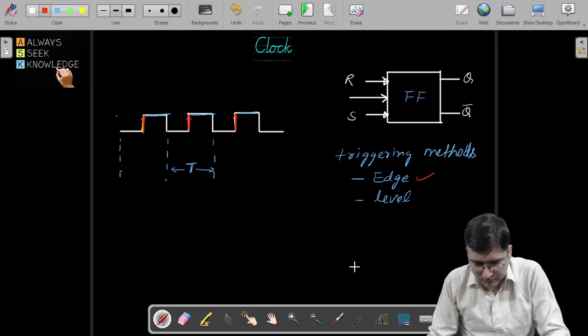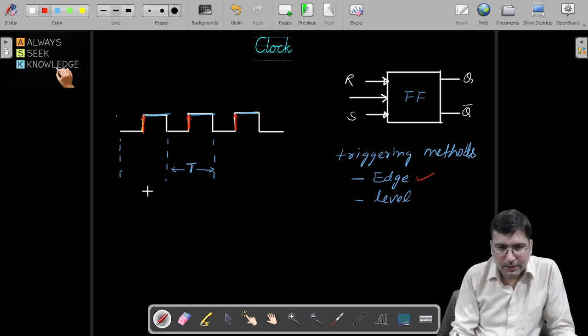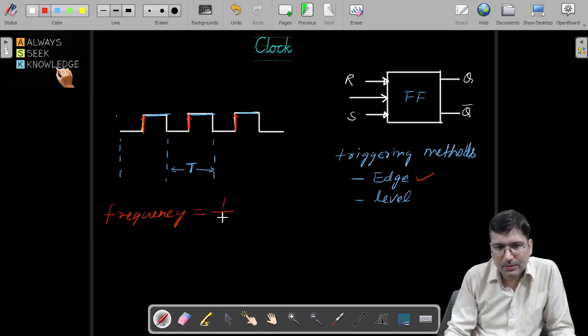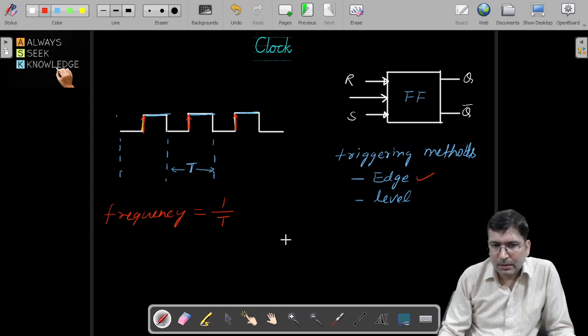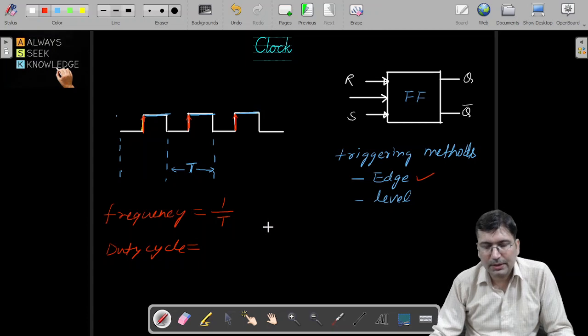There is one more thing which we need to know in this. There are three terms I am saying. One is clock, another is frequency. Frequency is just the reciprocal of the time period. And then another thing is duty cycle, which you need to know. So what is exactly the duty cycle?